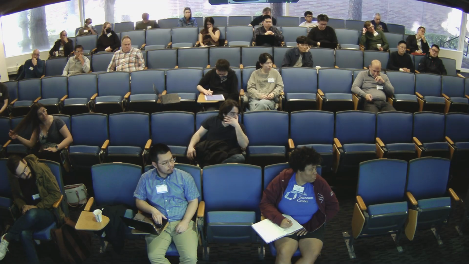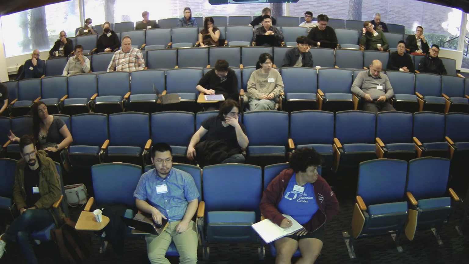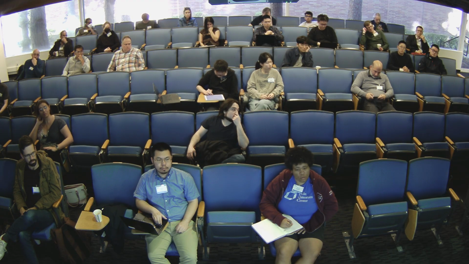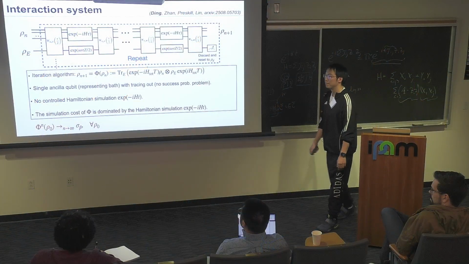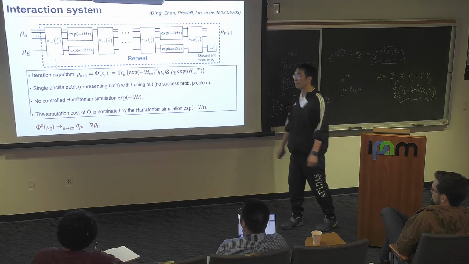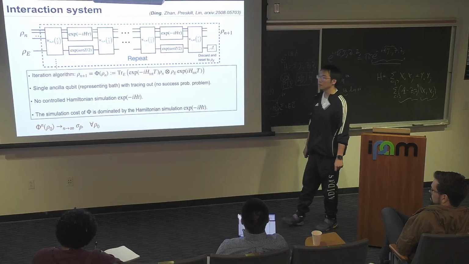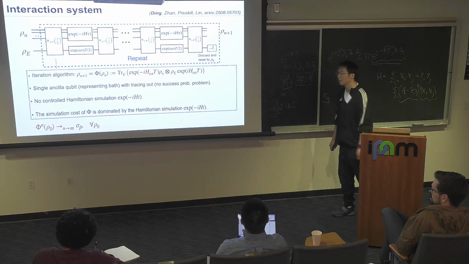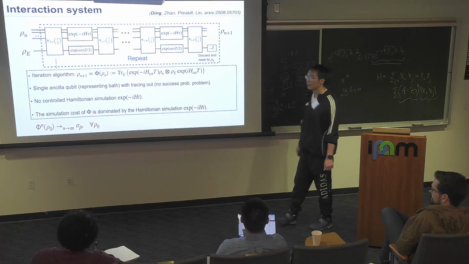Usually when I think about a bath, it's way bigger than the system. Good. It's 1 qubit here. Maybe the rest of your slides are going to convince me why that will work, or maybe you can just give me some intuition for why 1 qubit is a big enough bath.